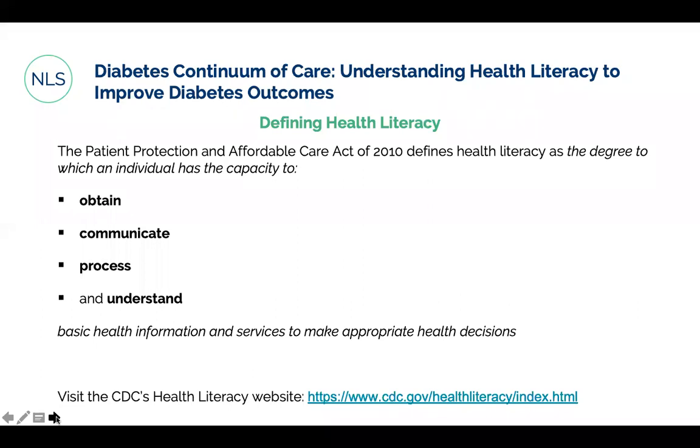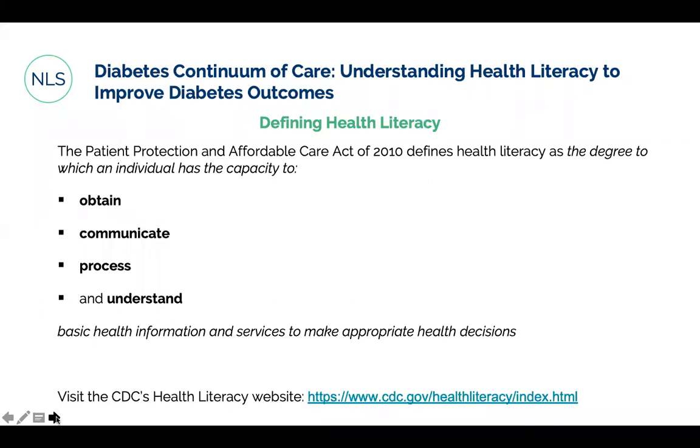If you do a quick Google search on health literacy, it'll lead you to several government and healthcare organizational websites that all point to a version of the definition you see on the screen now. This one was laid out in the Affordable Care Act of 2010. This gives us the framework that health literacy involves a person's capacity to obtain, communicate, process, and understand health information and services, and then use that to make decisions related to their health.